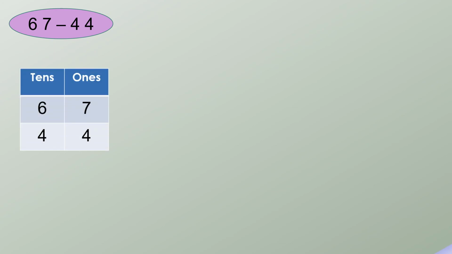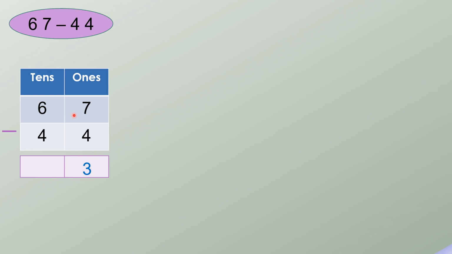Let us see some examples over here. 67 minus 44. The bigger number on the top and the smaller number below that. 67 is the bigger one, so we have written it on the top, and 44 is the smaller one. Now we'll start subtracting, starting from the ones place. 7 minus 4. 7 minus 4 is 3.